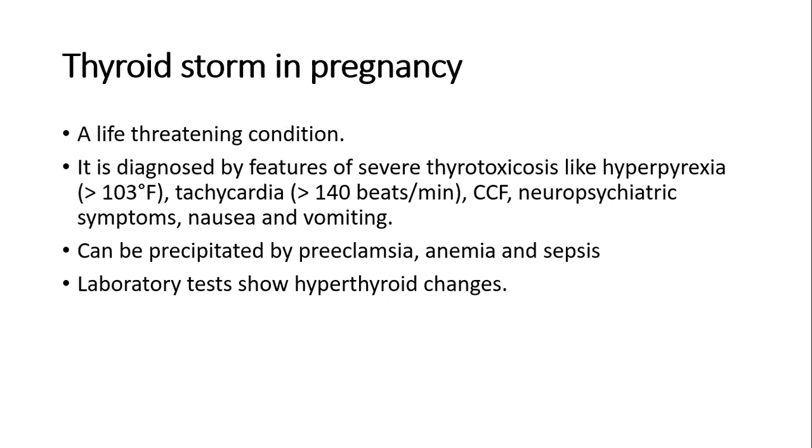We can also have a thyroid storm during pregnancy, usually a medical emergency. It is diagnosed by features of severe thyrotoxicosis, like hyperpyrexia of 39 degrees Celsius and tachycardia of more than 140 beats per minute. They can also present with congestive cardiac failure and neuropsychiatric symptoms. It can be precipitated by preeclampsia, anemia, and sepsis during pregnancy. Lab tests usually show hyperthyroid changes.